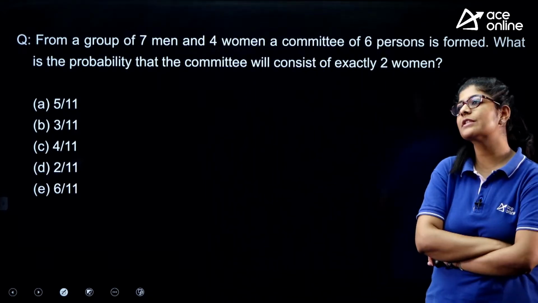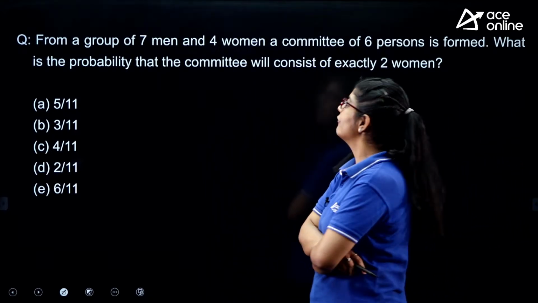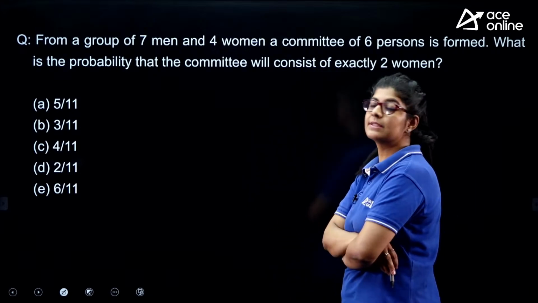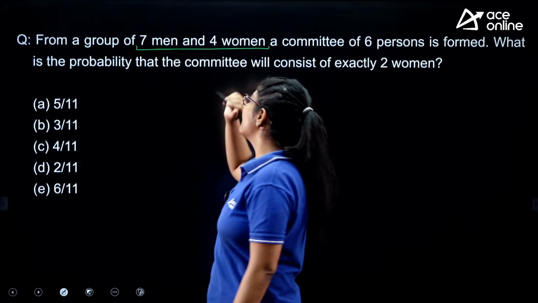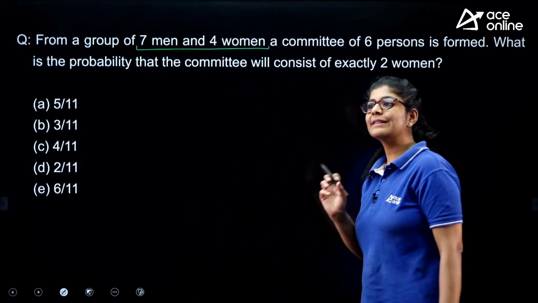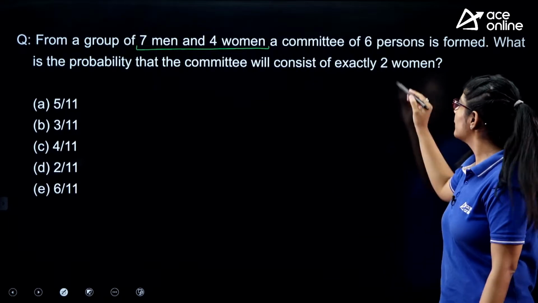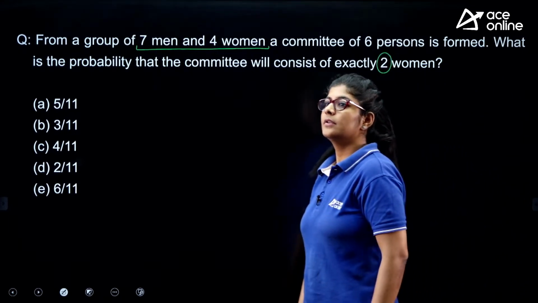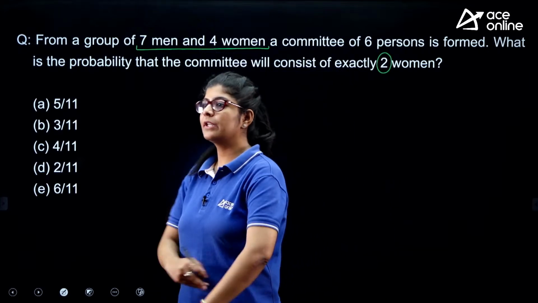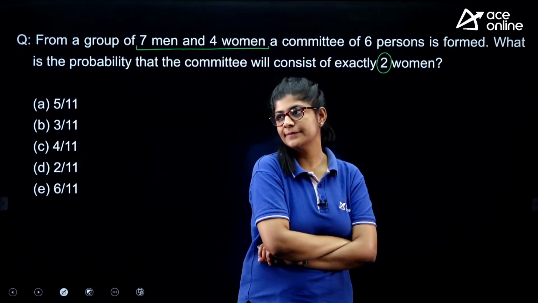What we have to do, we just simply have to form a committee where we need 6 persons out of a group of these 7 men and 4 women. And in that committee, what we want is exactly 2 women. So what is the probability of doing that?